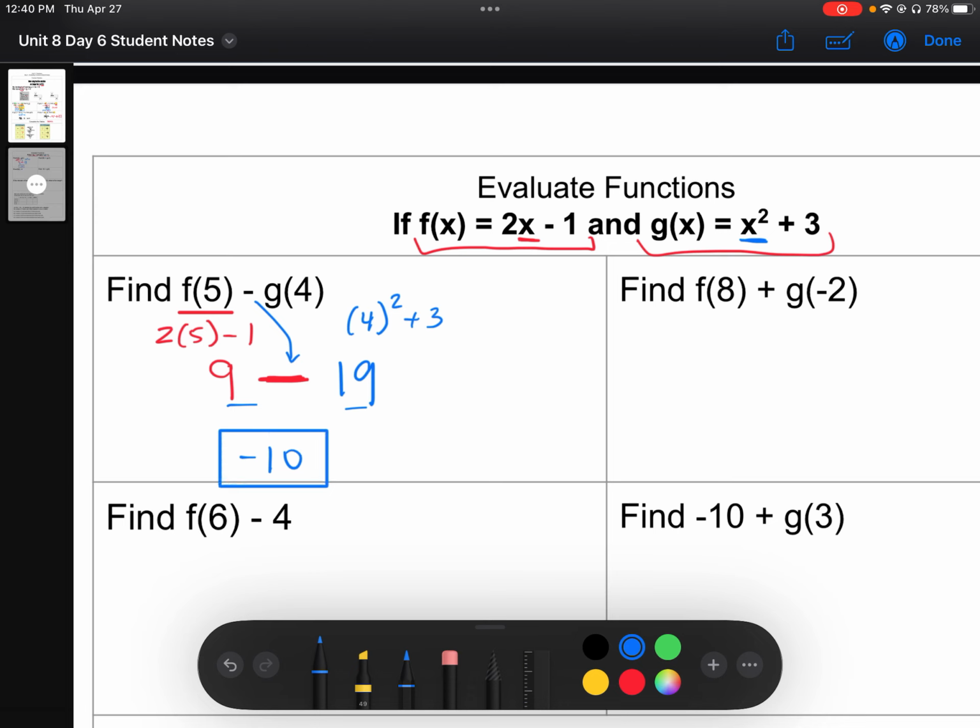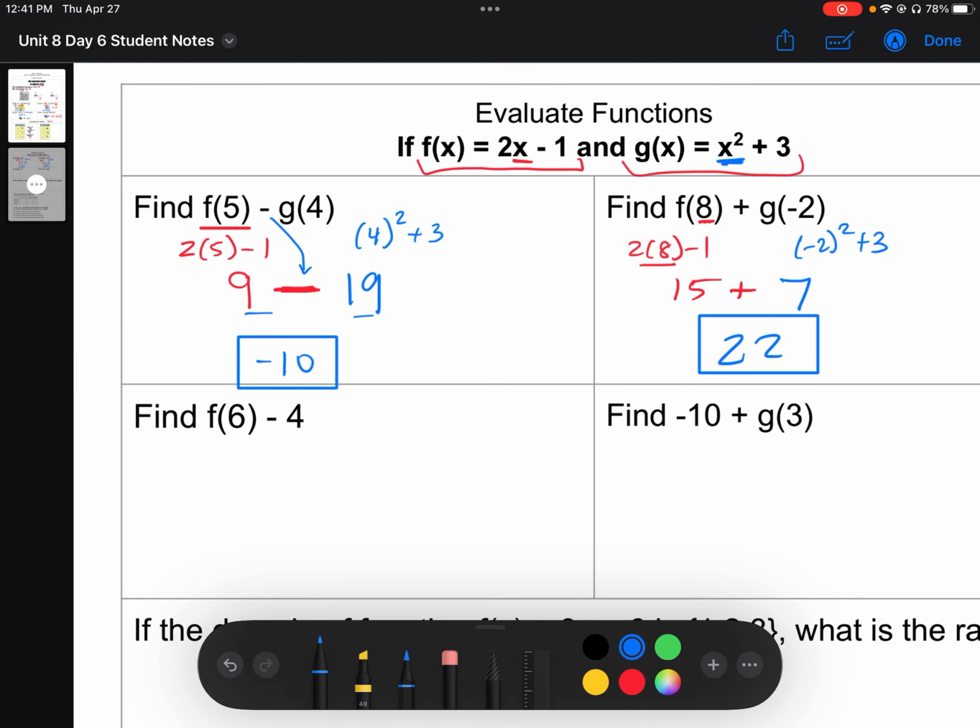Okay, try the next one on your own now. All right, so I'm plugging in 8 into the f function. 2 times 8 minus 1. So that's 16 minus 1 is 15. Plus. Now plugging in for the g function. Negative 2 squared plus 3. You must use parentheses. If you do not, your calculator will not compute how you are wanting it to compute. So negative 2 squared is positive 4. 4 plus 3 is 7. 15 plus 7 is 22. So my answer here, 22. Okay.